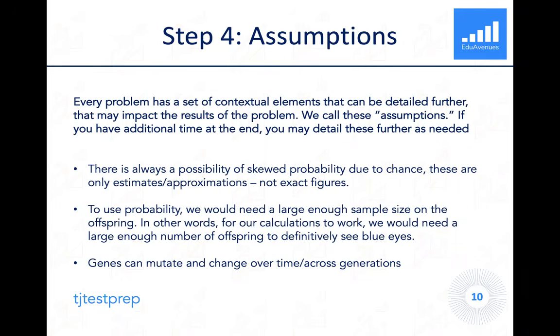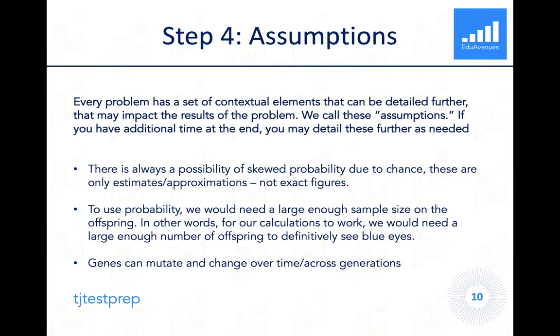These aren't exact figures. In addition to that, in order to use probability effectively, we would need a large enough sample size of offspring. So we can't just have a couple of offspring and definitively say, yes, they're all going to be brown, or they're all going to have blue eyes, or a certain percent will have blue eyes. For our calculations to work, we would need a large enough sample of offspring to definitively see blue eyes with an extremely low probability of that failing. So we'd be looking at dozens, hundreds, thousands of offspring.